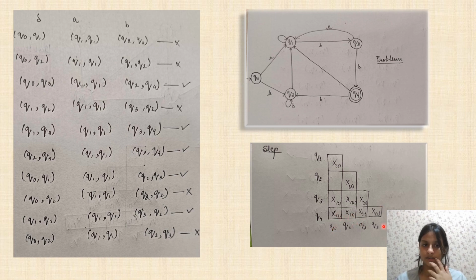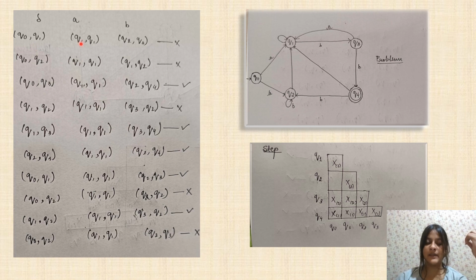Now we will create a table. Here we'll write the transitions. The transition symbols are A and B, because only A and B transitions are taking place. If it was 0 and 1, we would have written 0 and 1, no issue. After that, we'll make the pairs. Pairs will be made according to this table. As we can see, Q0 is over here, Q1. So we'll cover all the pairs: Q0 with Q1, Q0 with Q2, Q0 with Q3, Q0 with Q4.